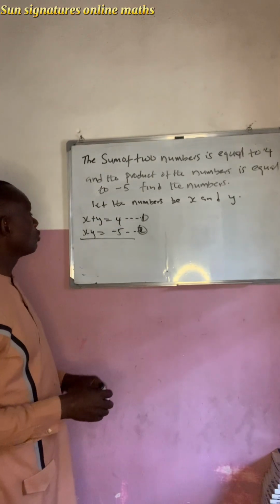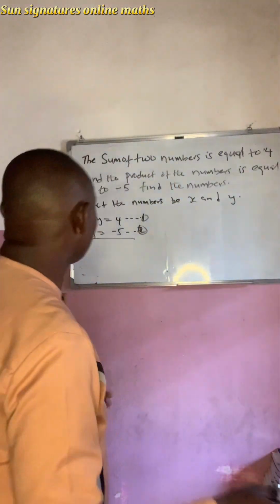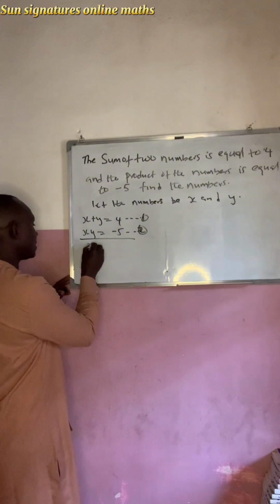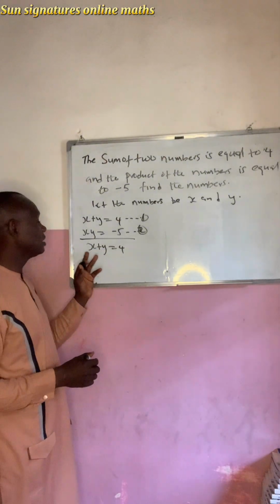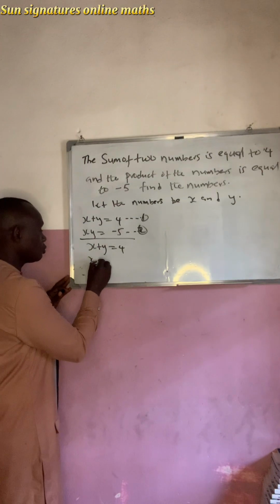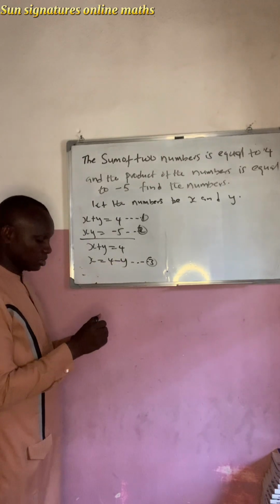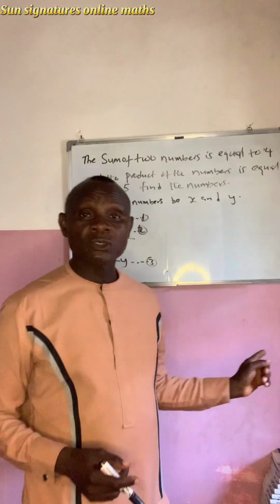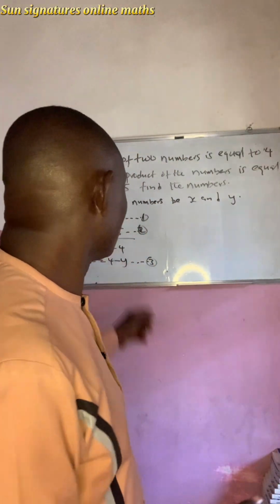So I can take equation 1 and make x or y to be the subject of formula. What I will do, I can write equation 1 as x plus y is equal to 4. If I want to make x to be the subject of formula, it means that y must cross the equality sign. Then I can write it as x is equal to 4 minus y. This becomes my equation 3. So what I'll do, I'll now substitute the value of x in equation 3 into equation 2.